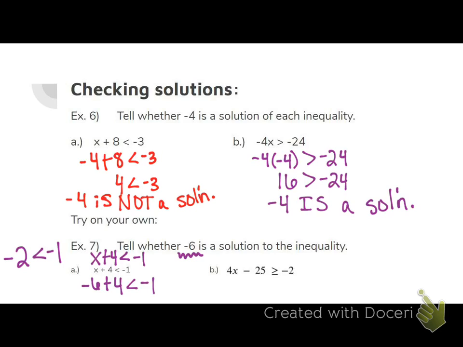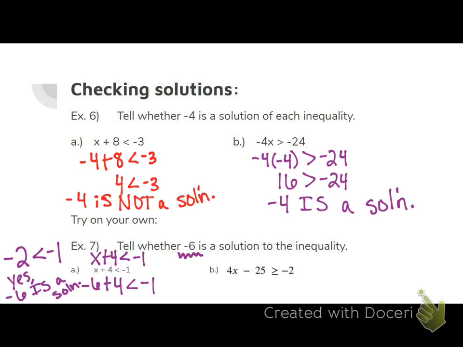I don't have a lot of space down here, but we could say yes, or you could say negative 6 is a solution. Okay, you ended up with a true statement. It is a solution. All right, on letter B, what do we think? Is a solution, is not a solution?